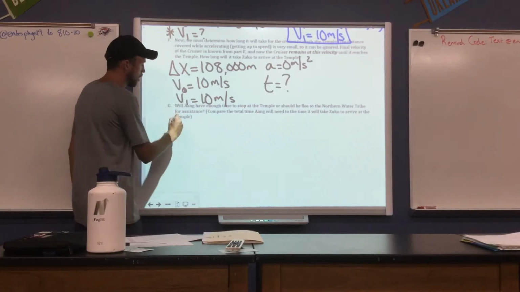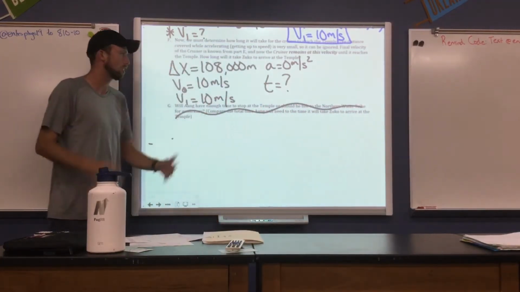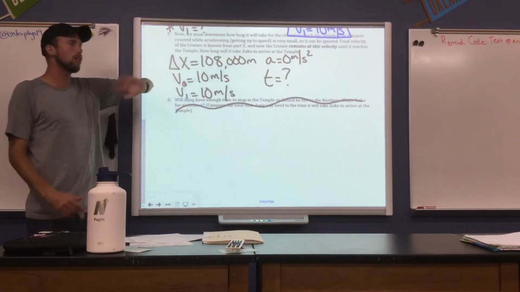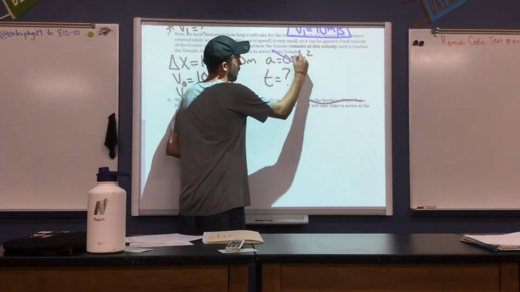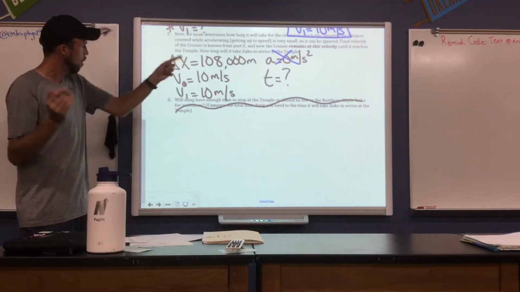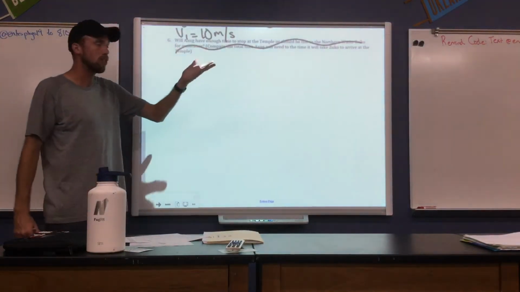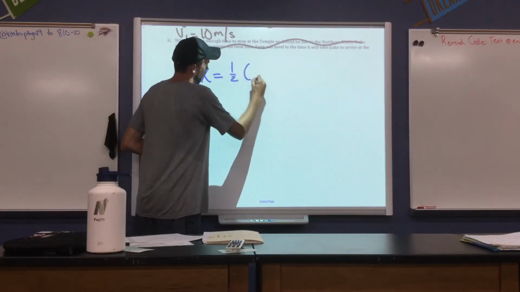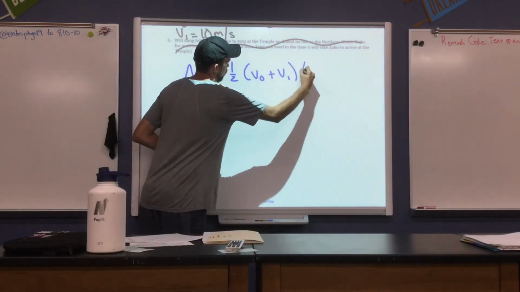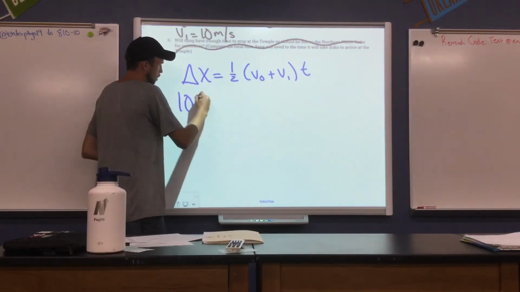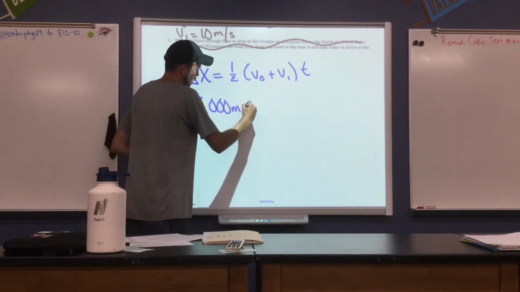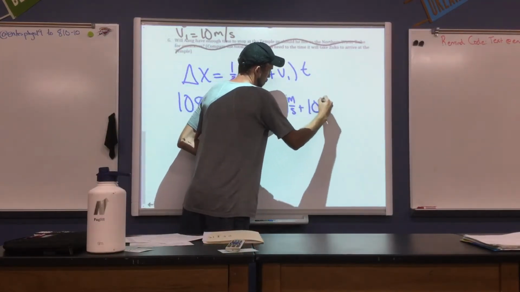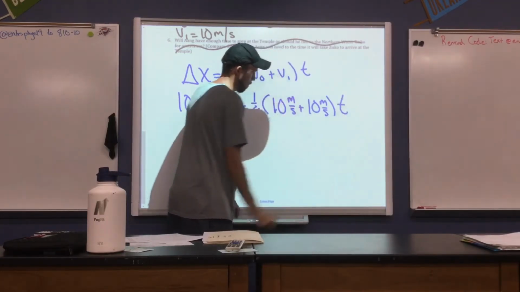We want to figure out how long it takes Zuko to get to the temple and compare that back to what we know for Aang. So, here we go. Acceleration is not really a focal point for this part of our scenario because we're not accelerating here. We want to find time. So, acceleration not being a factor, that's going to be equation 4 again. Delta x equals 1/2 times V0 plus V1, multiplied by time. Our delta x here, 108,000 meters, is equal to 1/2 multiplied by 10 meters per second plus 10 meters per second, multiplied by time.